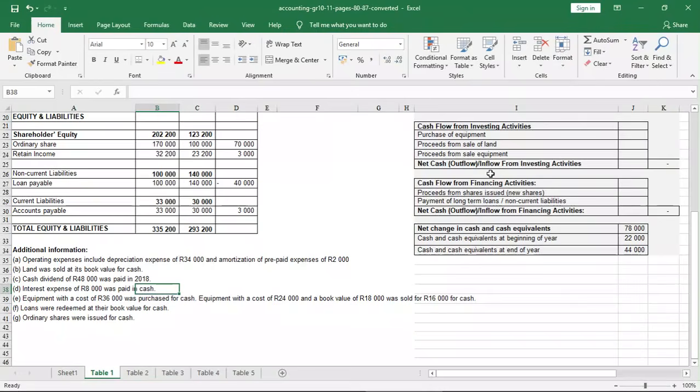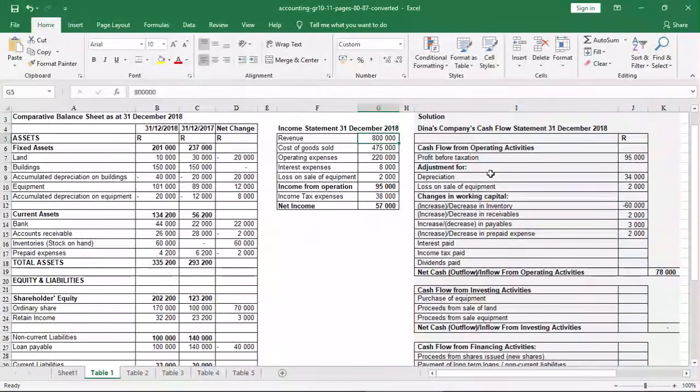So if you paid it in cash, remember we always have to know whether we paid it in cash, if there's any movement of cash, and there's a movement of cash there. But if you go back here, we see in the income statement, it was recorded as 8,000 rand. So we're not going to put anything there. Why are we not putting anything there? Because remember, we have profit before taxation, and for us to get to profit before taxation, this 95,000 rand here, interest expense was already deducted. So we don't want to deduct it twice.